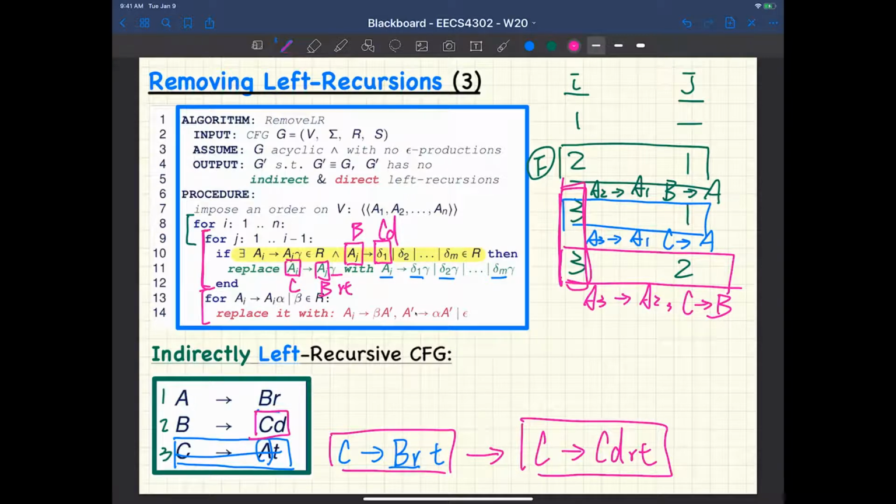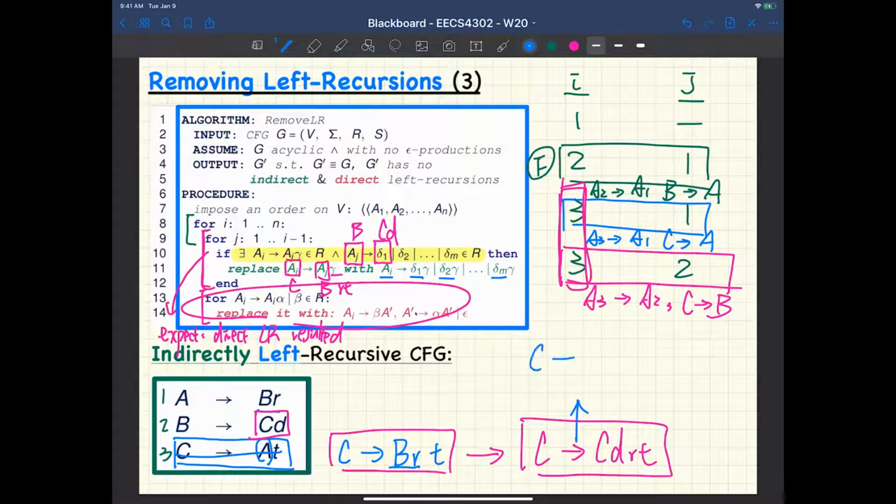Now from the first stage, you might expect direct left recursion to have resulted. In that case, you have to use this particular procedure to remove the direct left recursion. Why don't we do that quickly, and then I will take a question. How do we remove the direct left recursion? Anybody want to try? Go ahead, let's go.